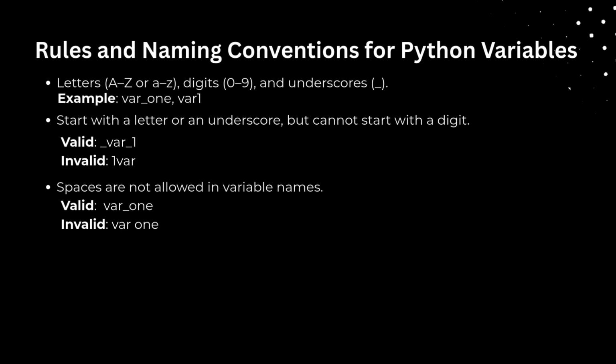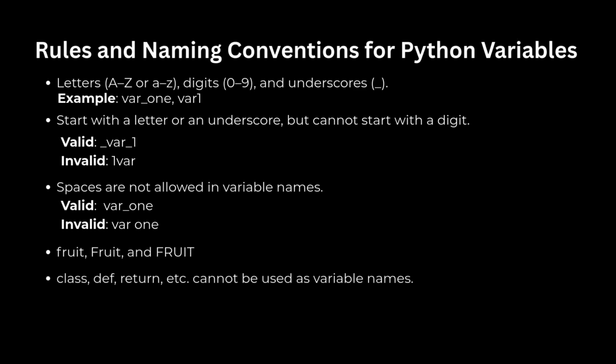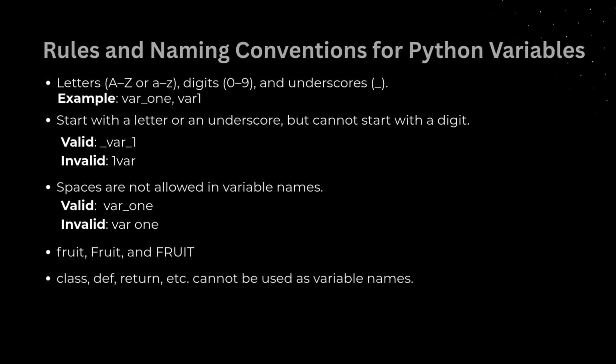Variable names are case sensitive, meaning these three fruit names have the same spelling, but they are treated as three distinct variables because variables in Python are case sensitive. Reserved Python keywords such as class, def, return, etc. cannot be used as variable names.